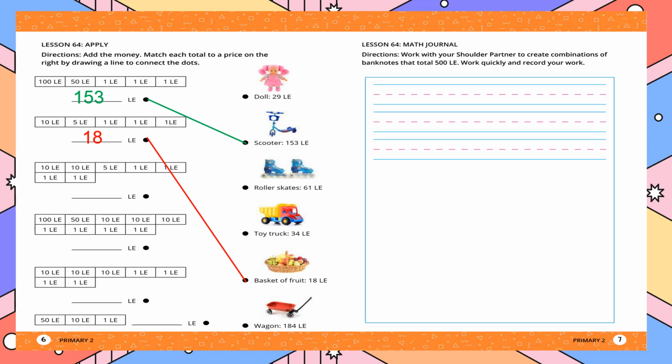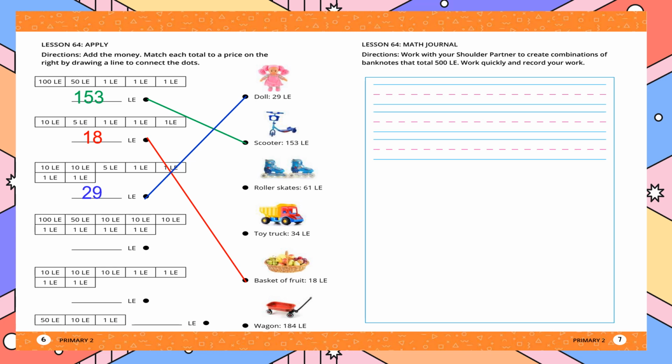Next one, 10 LE plus 10 LE. 10 plus 10 equals 20. 20 plus 5, 25. 25 plus 1, 26. 26 plus 1, 27. 27 plus 1, 28. 28 plus 1, 29 LE. So you will match it with drum. It's for 29 LE.